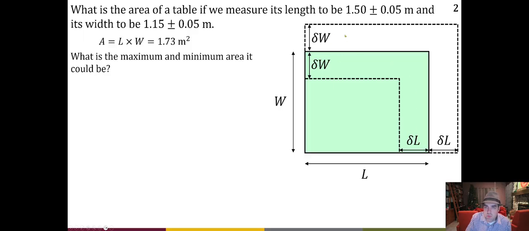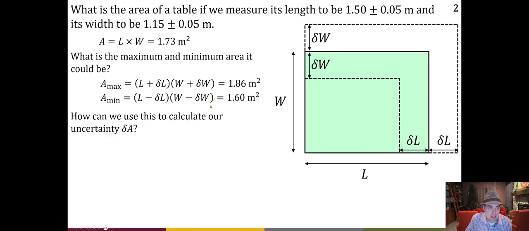But how do we get what those actual values are going to be? Well, what we do is we just calculate the biggest the area could be, the whole thing, and then we subtract the smallest the area could be, and that would give us this whole region here. And then we divide that whole region by 2 to cut it in half. And that's what's going to tell us what the uncertainty in our area is going to be. So let's do that calculation together.